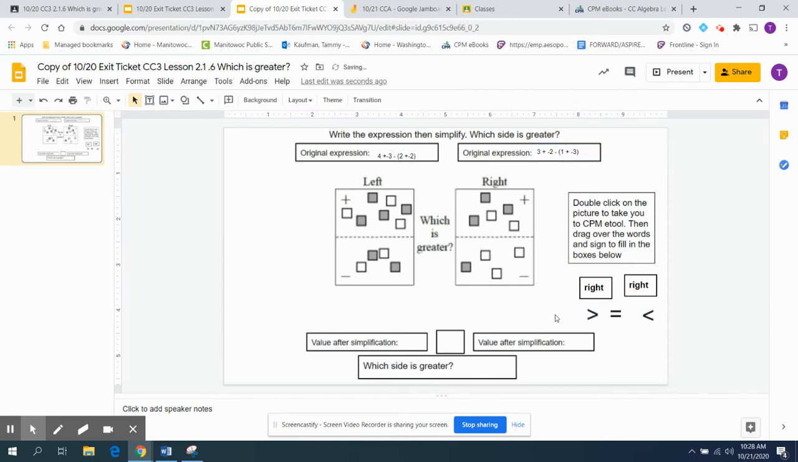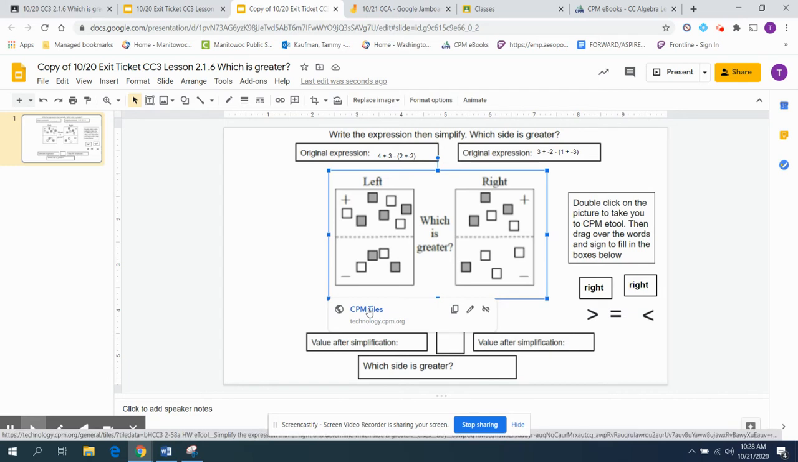So I want you to practice writing your original expressions, writing what you see on a tile map. Then you should be able to click this, and we're going to go into the CPM tiles, and we're actually going to simplify it.